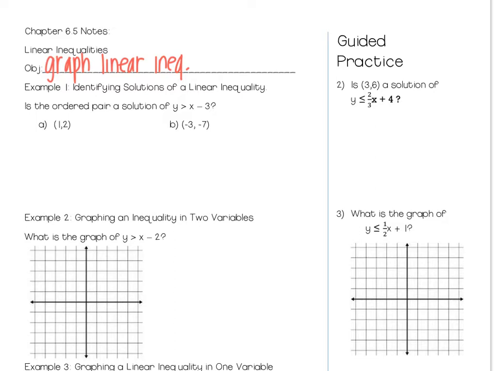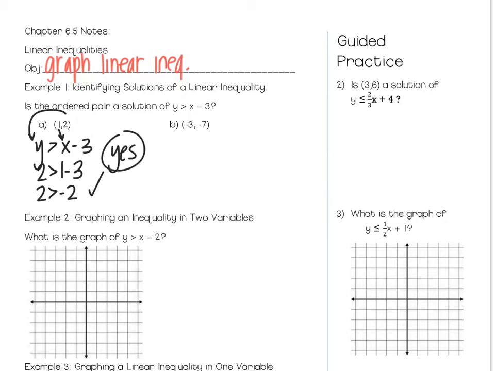All right, example 1, they want to know, is the ordered pair here or here a solution to this linear inequality? So when they ask you that, all you have to do is take your inequality and plug in x for x and y for y. So you get 2 is greater than 1 minus 3, which says 2 is greater than negative 2. Is that true? Yes. So it is a solution. So I'm going to say yes.